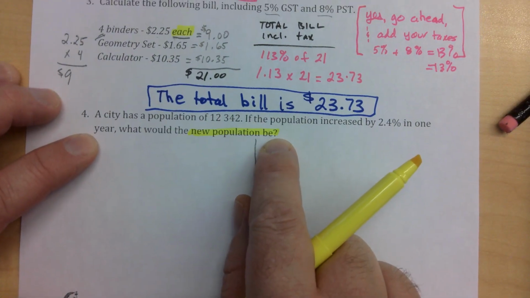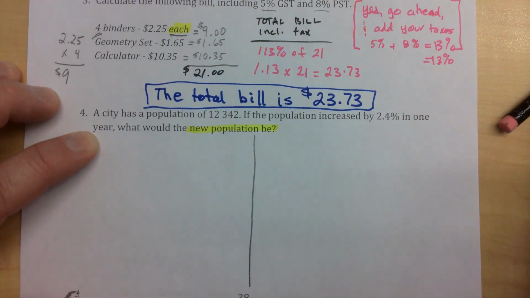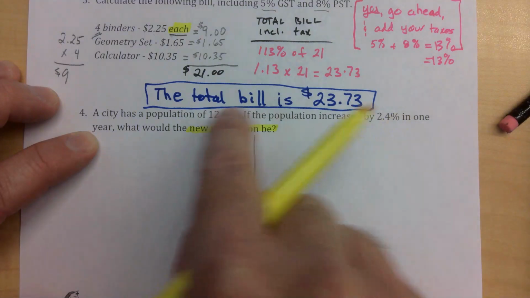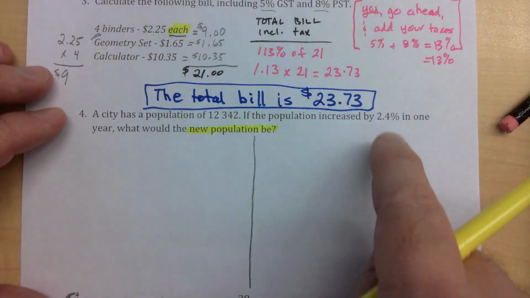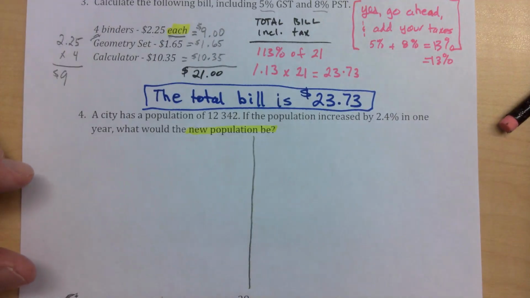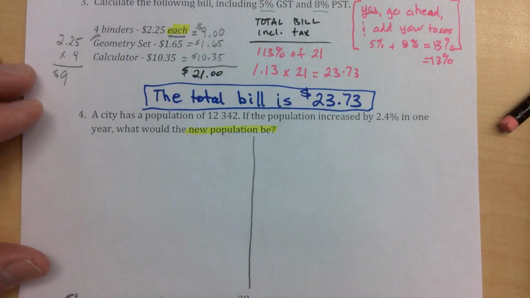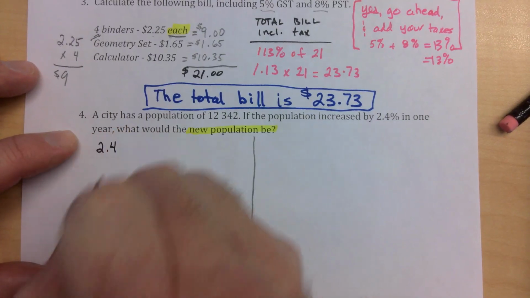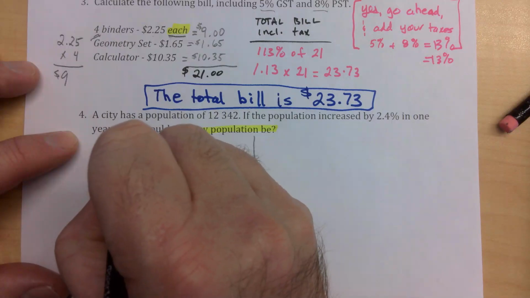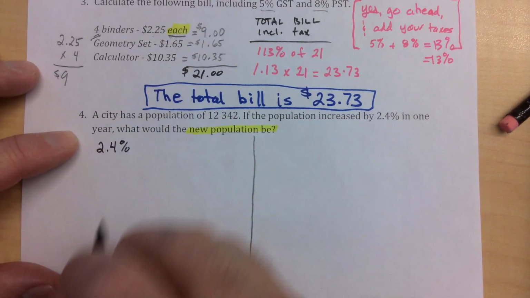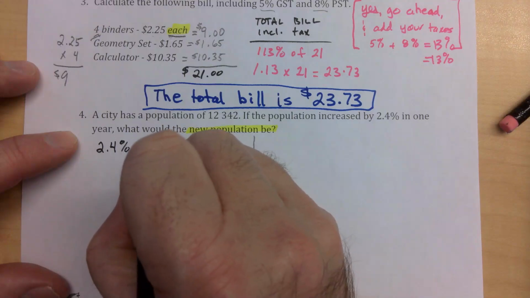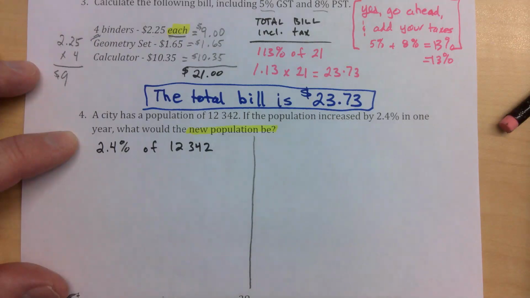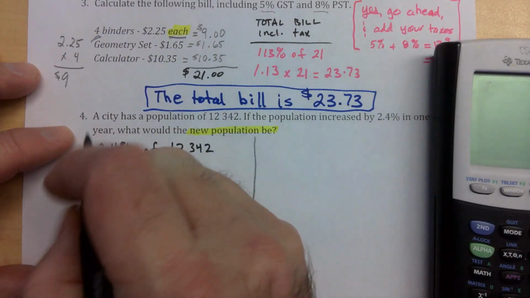So it didn't ask us how many persons did it increase by, where we would have to actually figure that out, we'd have to do it in steps. It just said, what's the new population? But let's see what this looks like. Okay, let's do it the regular way, where you've broken it down into steps. You're doing percent of a number, just like you're doing for virtually all these questions. What is 2.4% of 12,342? Okay, well, let's translate that.